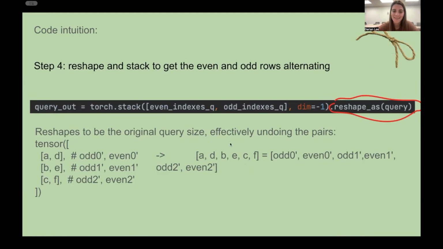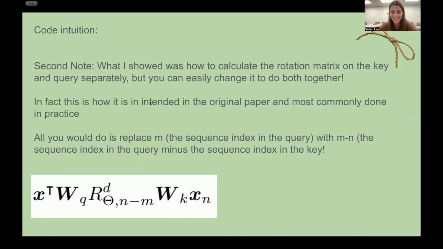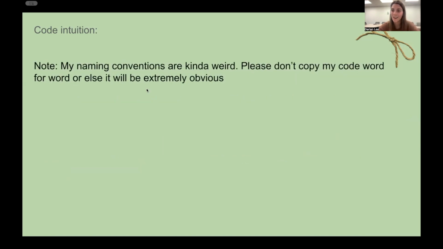So that's the full intuition for what we're doing in code. And again, this is just for taking a query in and sending out the query with rotational embeddings applied. So this is true: if you are going to copy it, change the names. That's always a good note when copying code from the internet.